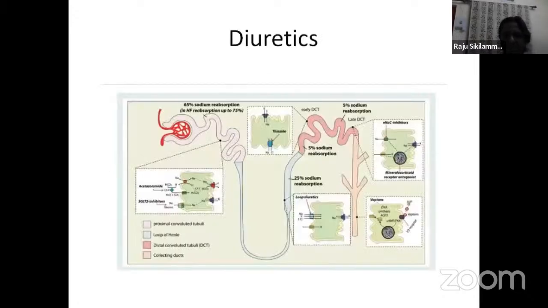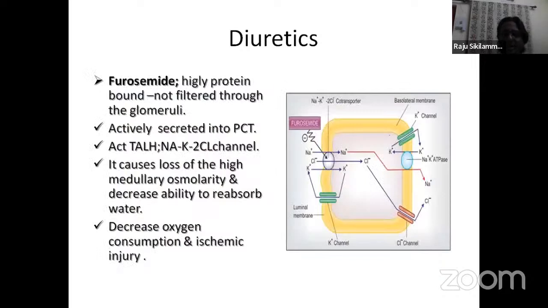Then diuretics: they have a role in maintenance, but there is no role for diuretics in the prevention of AKI. We are going to discuss diuretics. The most important diuretic is furosemide. Furosemide is highly protein bound. It is not filtered through the glomerulus, but it is actually excreted into the proximal convoluted tubule.